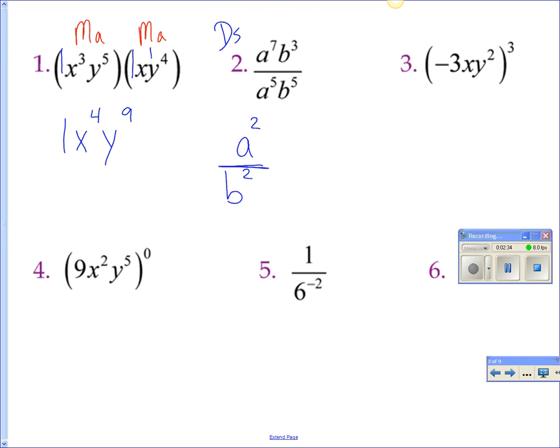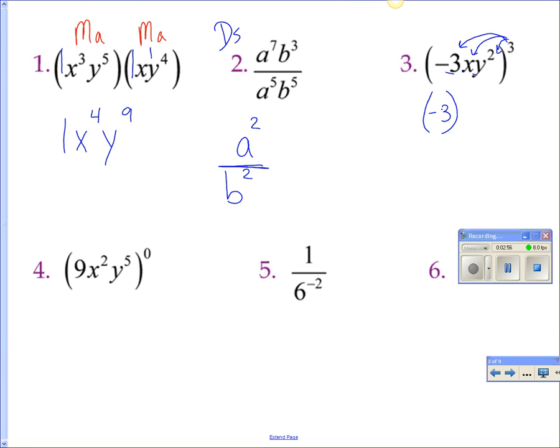Number 3. This 3 goes to everything. It goes to the -3. It goes to the x. And it goes to the y. It goes to each separate thing. Okay? Here's what I need you to write. I need you to drop down the -3 in parentheses. I need you to drop it down.